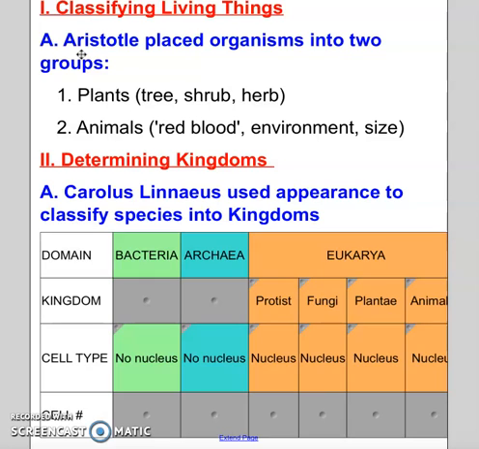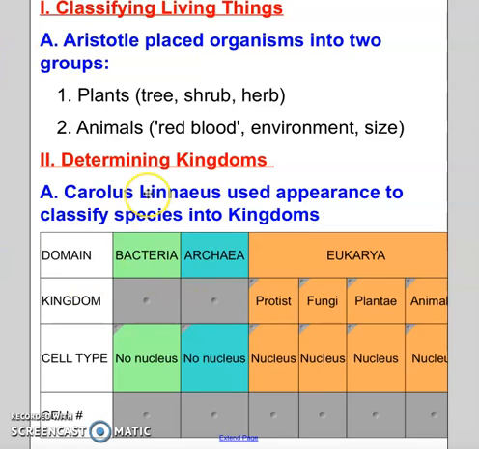We start with Aristotle. Aristotle was a philosopher in ancient history, and he placed organisms into 2 groups. You were either a plant or an animal. If you were a plant, you could be subdivided further down into a tree, a shrub, or an herb. If you were an animal, you could be classified by the presence of red blood or not, the environment that you lived in, as well as your size. Now, great start, but not the best grouping mechanism because some organisms can cross over. So it became kind of muddy.